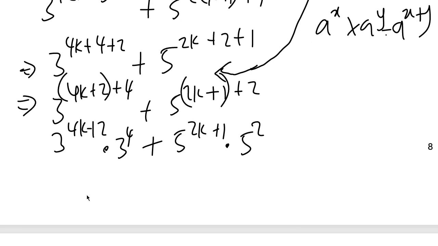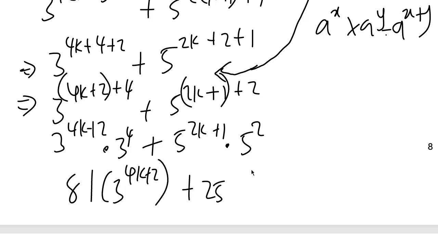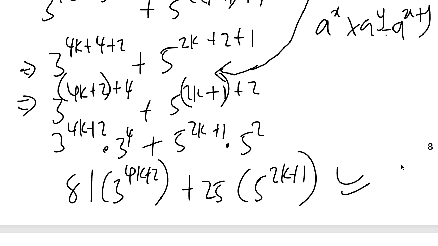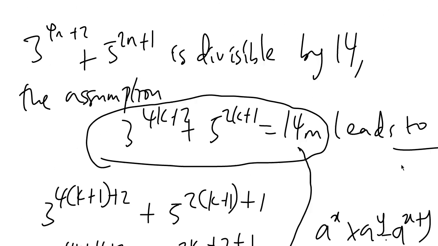So at the end, what happens? 3 to the power 4 is 81, so that is 81 into 3 to the power 4k plus 2, plus 25 into 5 to the power 2k plus 1. This could be your answer. But if the answer is to be put in terms of m, you come to this equation and make the subject of the formula based on the options you see.